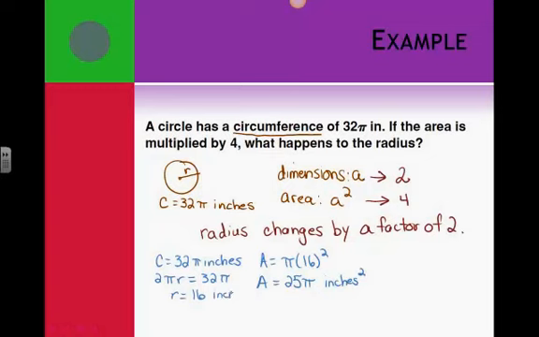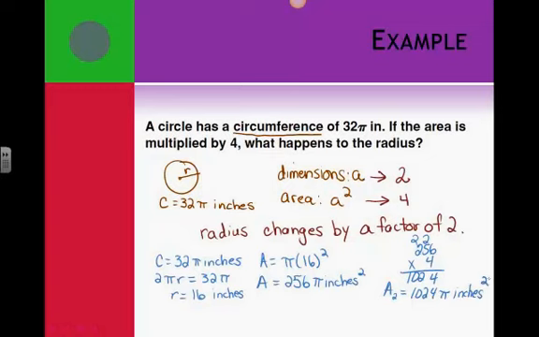And here I should put inches. Okay, so here is our original circumference, here is our original radius, here is our original area. And I said 256 and I wrote 25. 256 pi inches squared. So what we could do then is multiply it by 4. So what is 256 times 4? That's 1024. So our new area would be 1024 pi square inches.